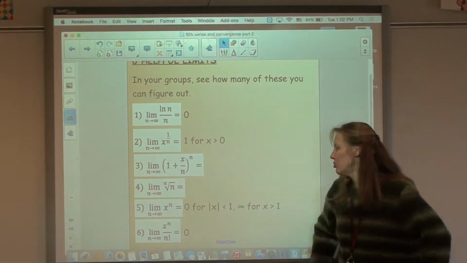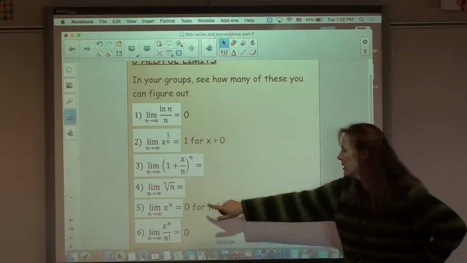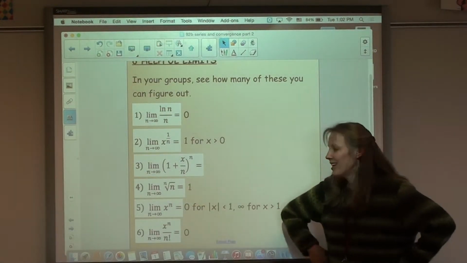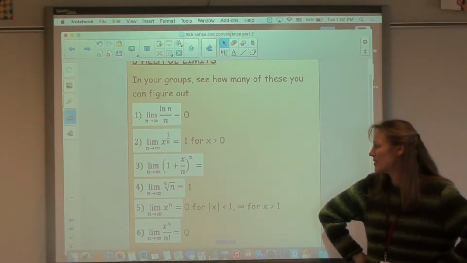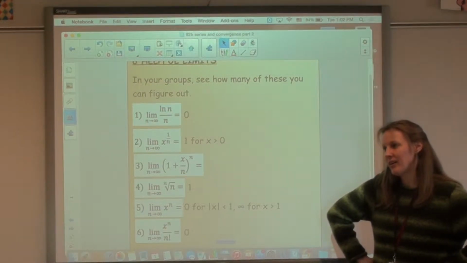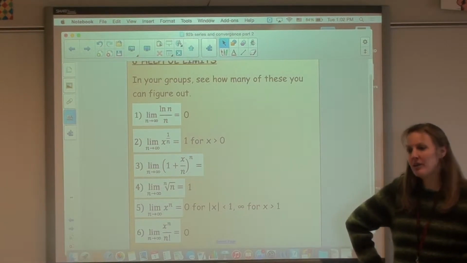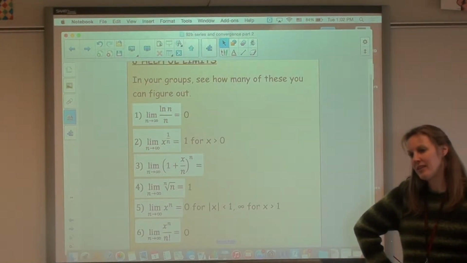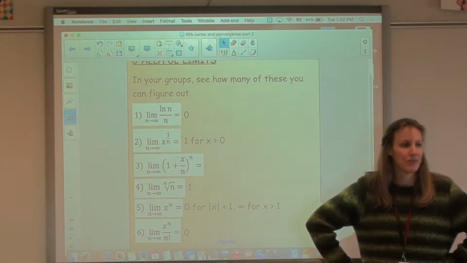These last two are tricky. 4 is what? 1? Very good. Did you get that just by thinking about it? The n to the 1 over nth power? Yeah, and then when it goes to infinity, it's n to the 0, which is 1. Yeah, that works, I'll take that. It is 1.